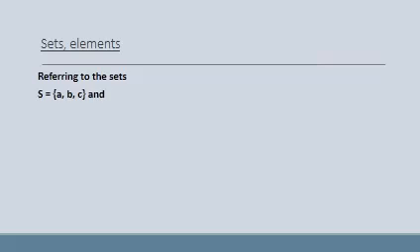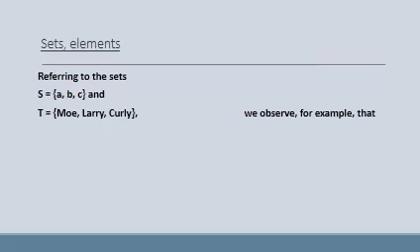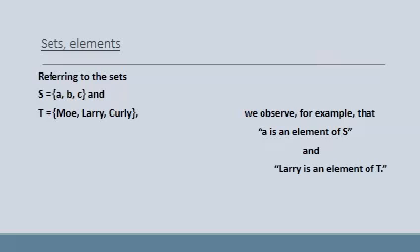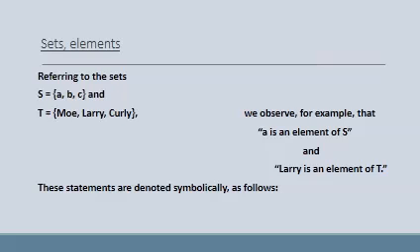Referring to these sets, the set S that contains A, B, C and the set T that contains Mo, Larry, and Curly, we observe, for example, that A is an element of S and Larry is an element of T. These statements are denoted symbolically as follows. We say A belongs to S. Belong is represented as ∈.